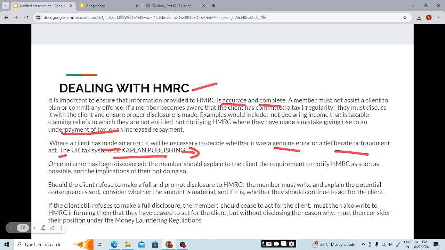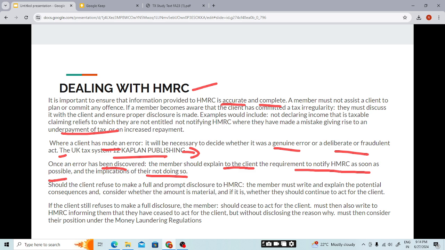Once an error has been discovered, the member should explain to the client the requirement to notify HMRC as soon as possible and the implication of not doing so. The client has made an error. Okay, it was genuine or deliberate, we get to know the reason. Once the error has been made, as a member, we need to inform the client that you need to notify the HMRC as soon as possible. If you do not notify the HMRC as soon as possible, there will be taxation implications and penalties.